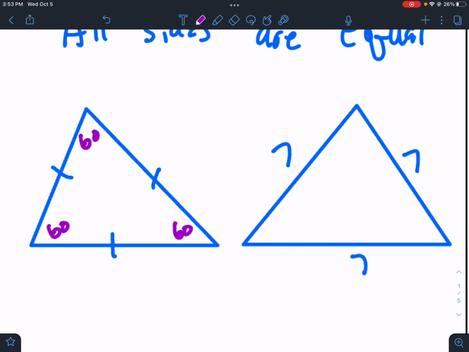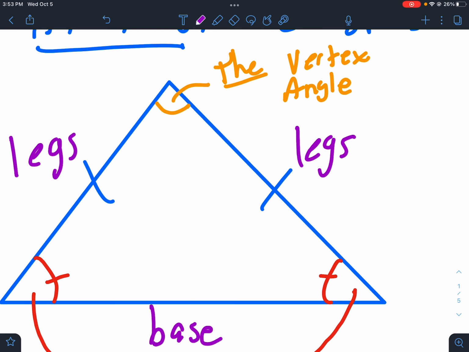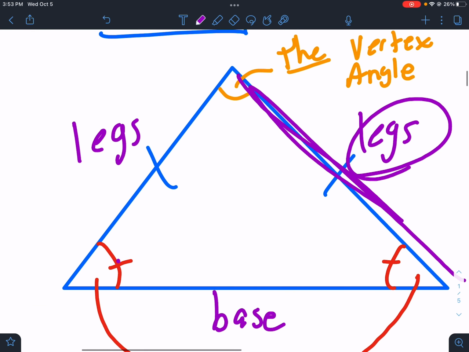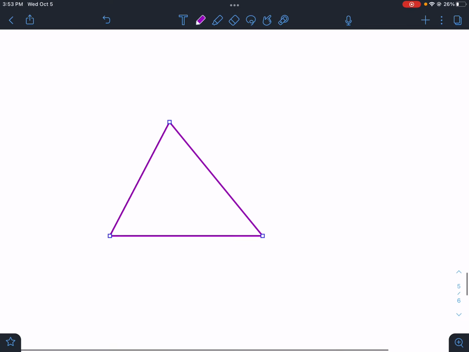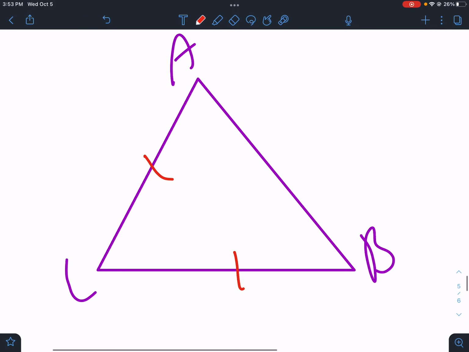So if all the sides are the same on a triangle, that means all the angles are the same. If two of the sides are the same on a triangle, that means two of the angles are the same. And we talked about being responsible, like this side over here, this is the angle responsible. So let's just do a quick example down here. If I have triangle ABC and I know that these two sides are equal, okay? What angles are responsible for those two sides? In other words, which angles, if they got wider, would make those sides bigger?